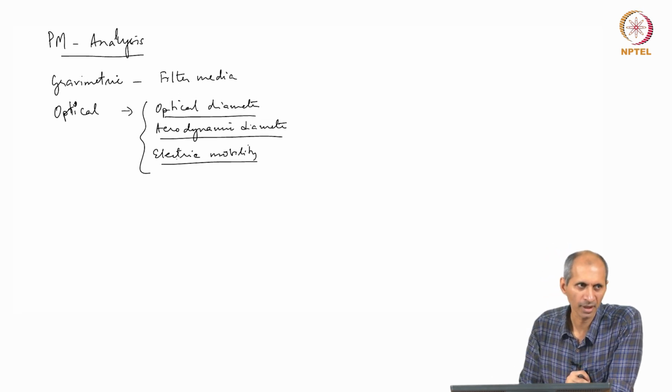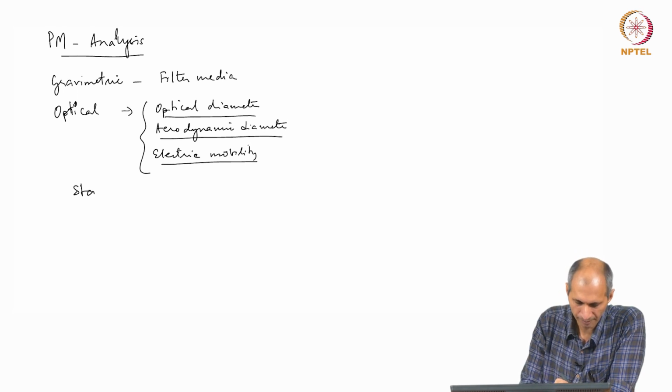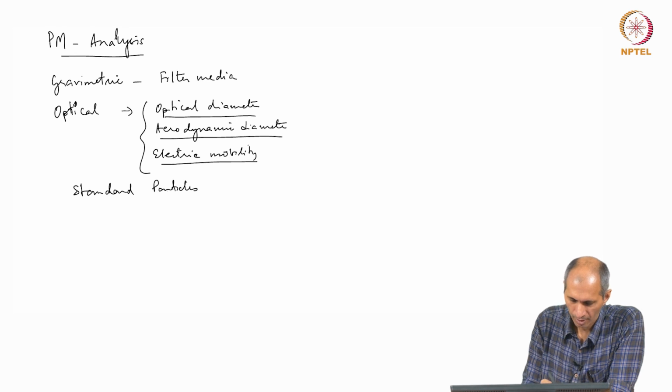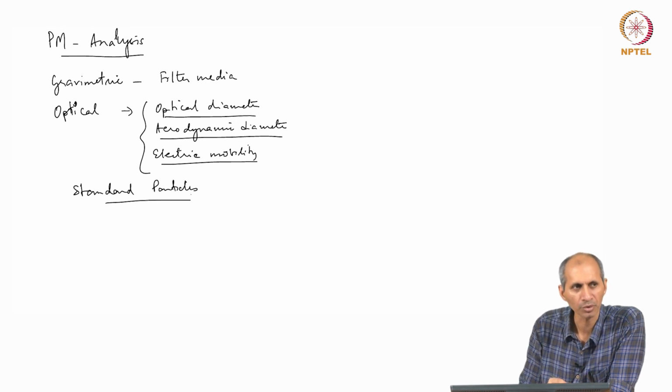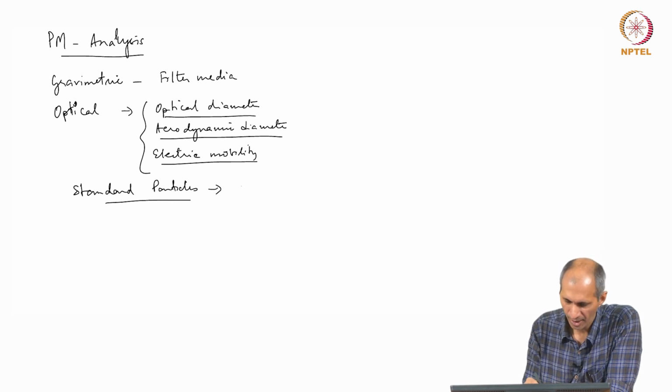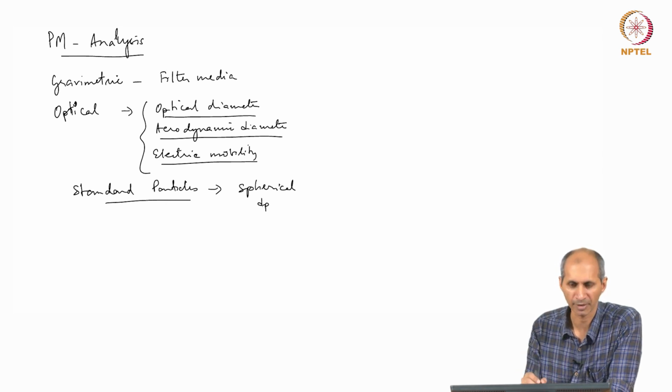So, again, as with any other analytical method that we are looking at, we need standards. We are looking at optical diameter versus particle aerodynamic diameter, we need standards. The standards here are standard particles. Standard particles means there are particles that are known to be of a specific size and a specific density. So, typically, I would like to have standard particles as spherical of a certain physical diameter. We know the specific physical diameter and density.